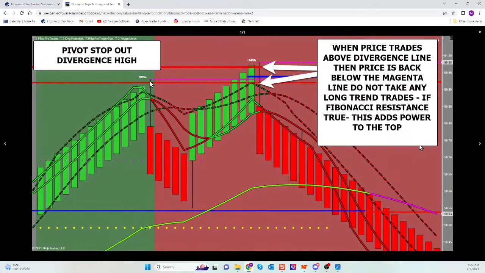Price reaches resistance. Absolutely no trigger lines break through resistance. We no longer have a clear path. No more long trades.